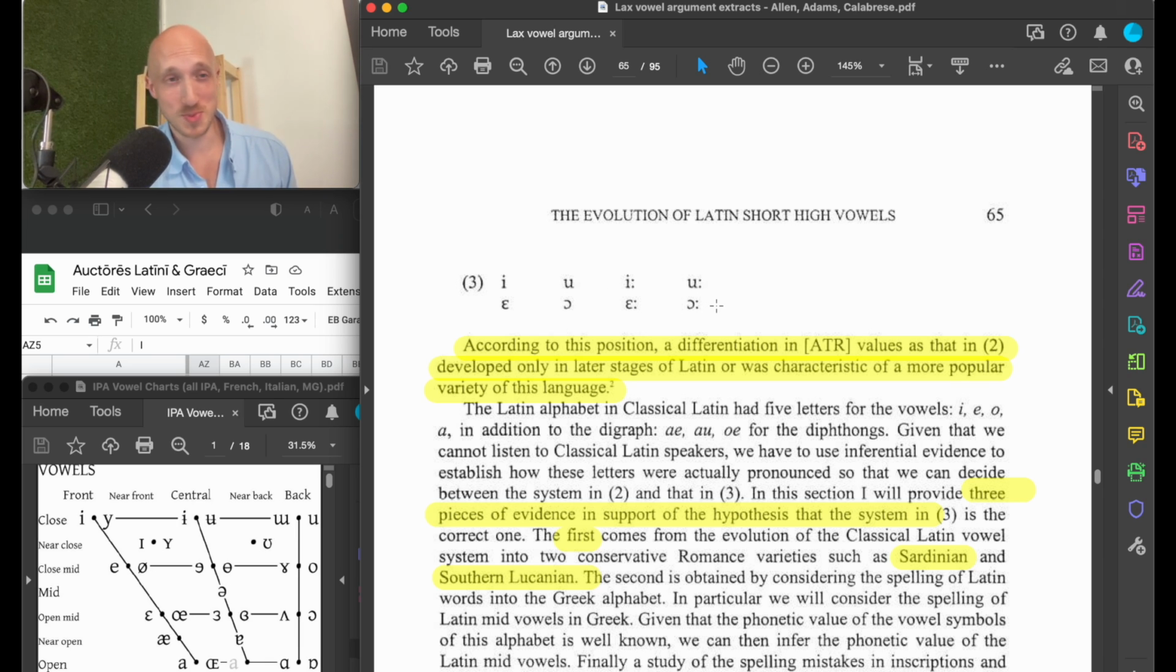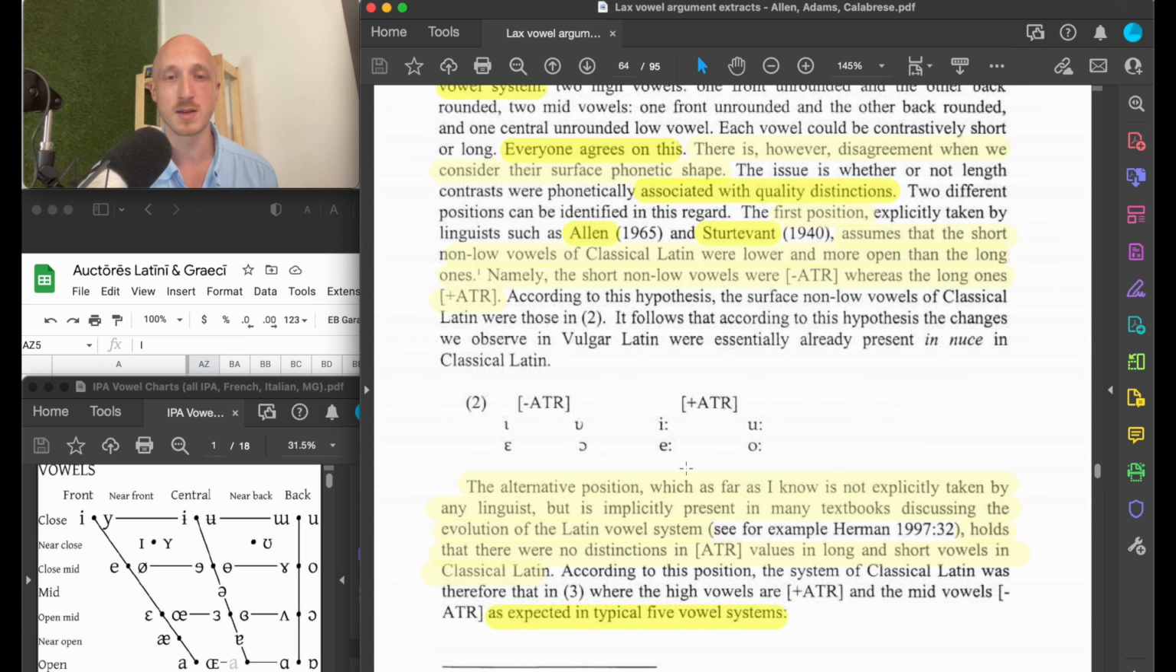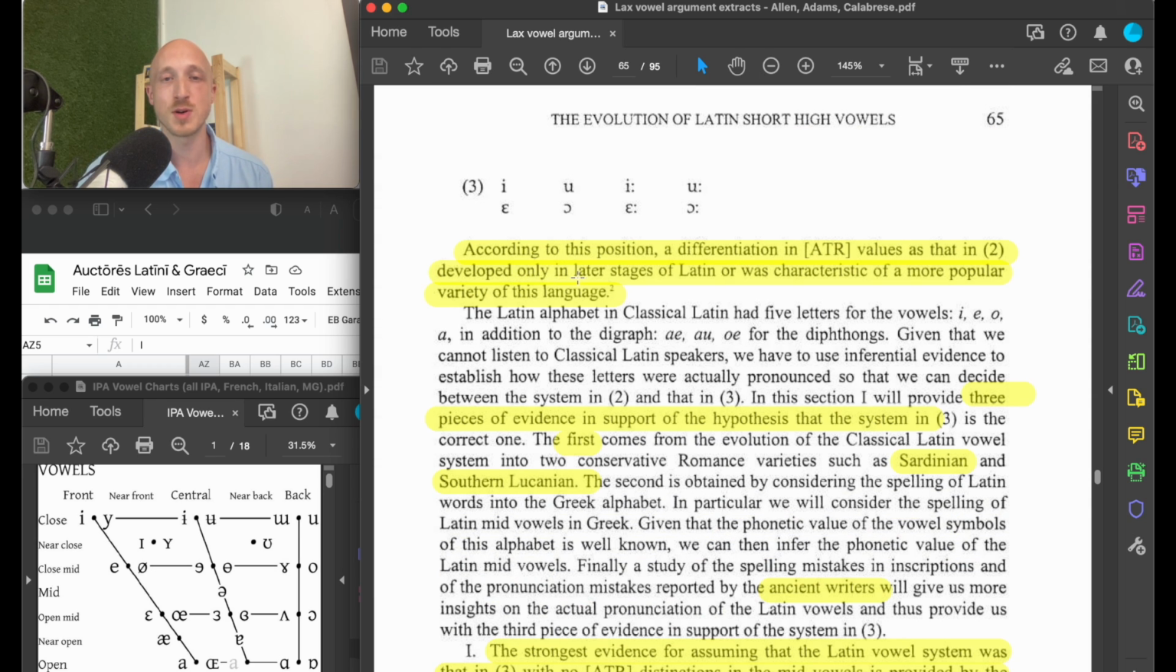Now, like so many other of these papers and books, we're not seeing standard IPA, but we can definitely understand what he intends here because it makes it very clear what his symbols mean. I would prefer IPA, but so be it. According to this position, a differentiation in ATR values as that in figure 2, which was the Allen model, this is i, this is u for this paper, this is o. So the Allen model developed only in later stages of Latin or was characteristic of a more popular variety of this language.